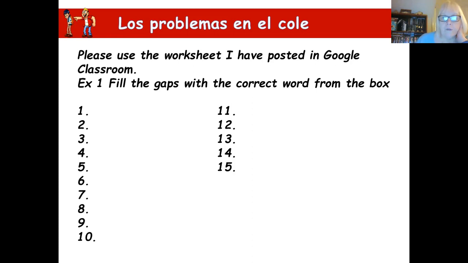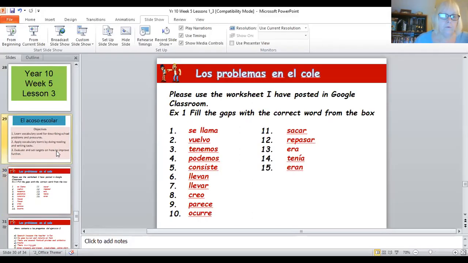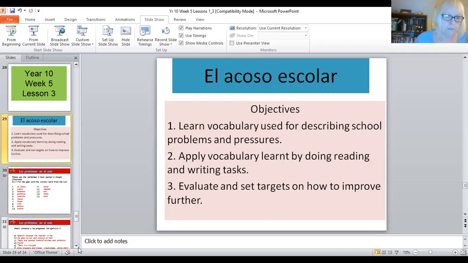Now, I've posted a worksheet in Google Classroom, which I'm going to show you in a second as well. There are tasks on there. There's a gap fill task. Let me just move this down for a second, and I want to show you the worksheet. So this is what it looks like. This is attached in Google Classroom for you to open and have a look at. You may need to download it, but it's Microsoft Word, so it should work fine.